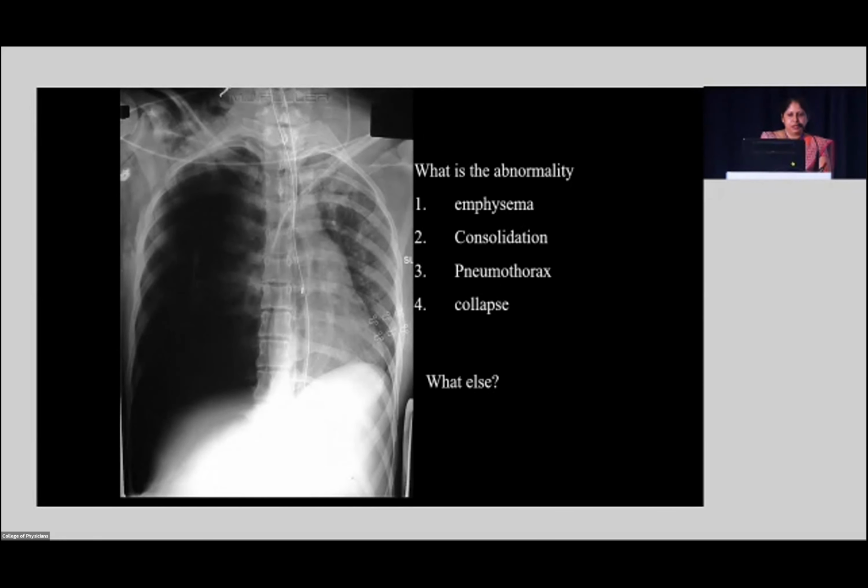Yeah, again, it's a pneumothorax, but then again, you can see that the diaphragm is pushed down, the mediastinum and the trachea are deviated towards the left. There is a large area of air lucency there, so it's a tension pneumothorax.